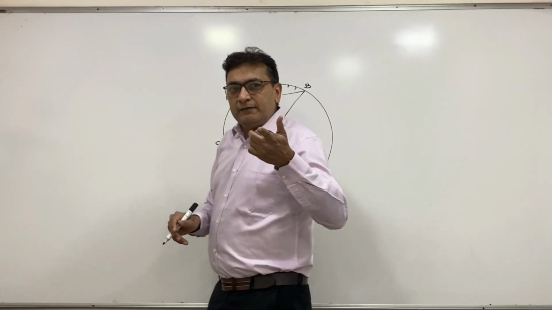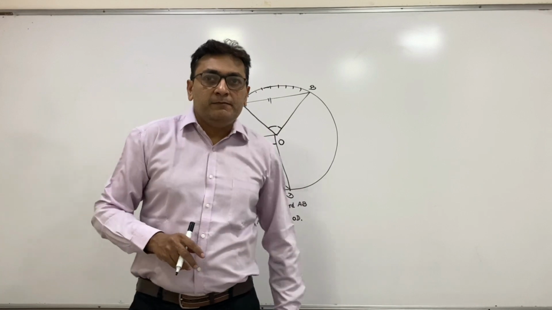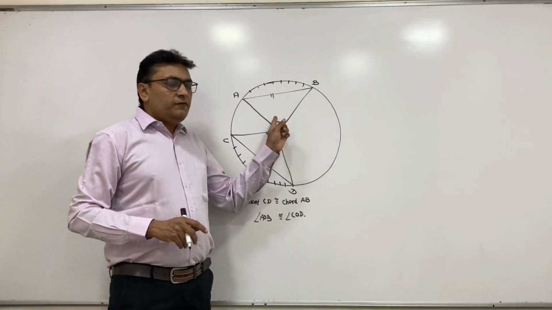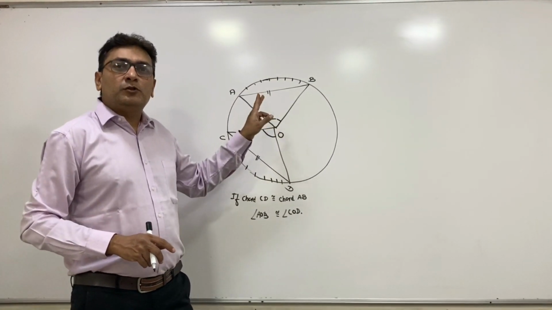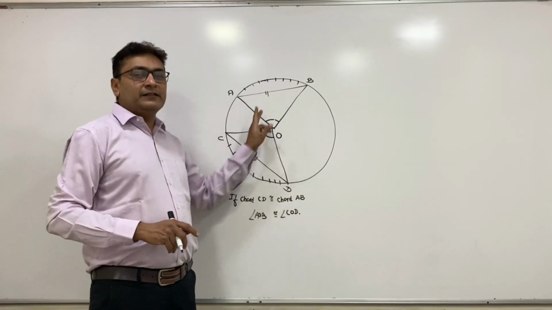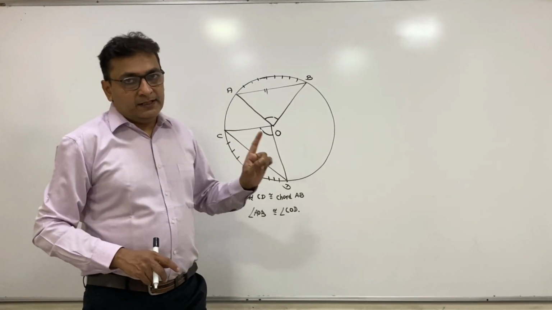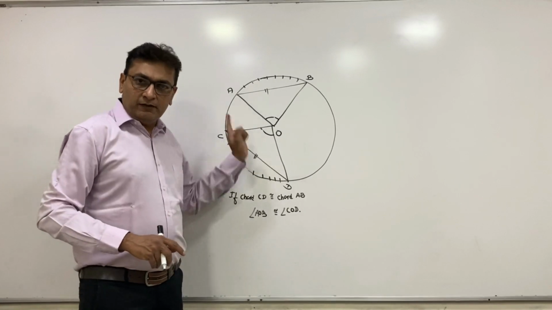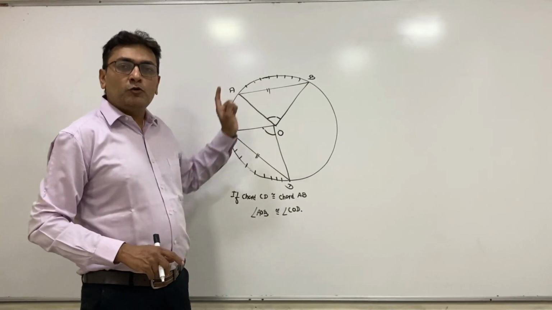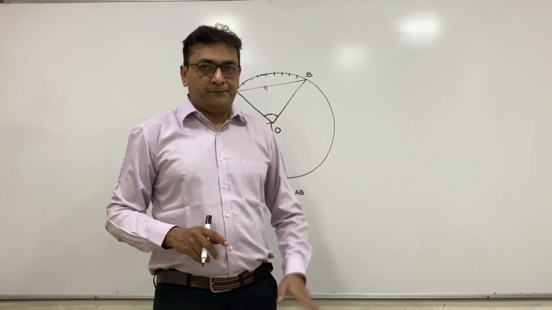And what would be the vice versa of the same? It would also be the same. Vice versa, what will it be? If the angles subtended by two chords at the center are equal, then those two chords are also congruent.